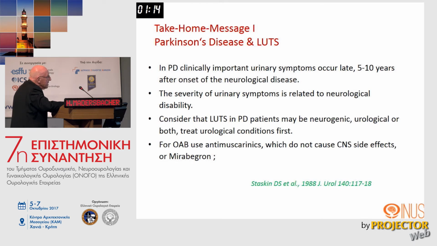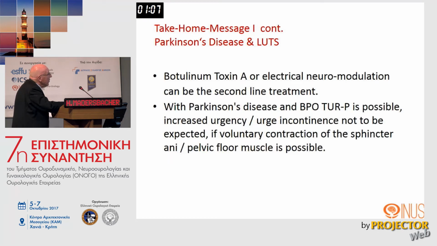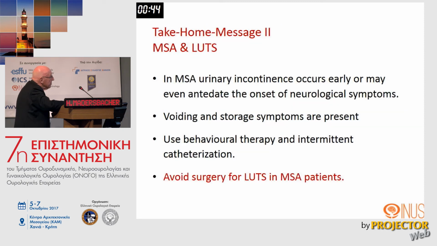For OAB, use antimuscarinics which do not cause CNS side effects, or try mirabegron. Botulinum toxin A and also electrical neuromodulation can be the second-line treatment. And again, with Parkinson's disease and benign prostatic obstruction, TURP is possible, but as I said, increased urgency or urgent incontinence is not to be expected if voluntary contraction of the sphincter ani, the pelvic floor, is possible.